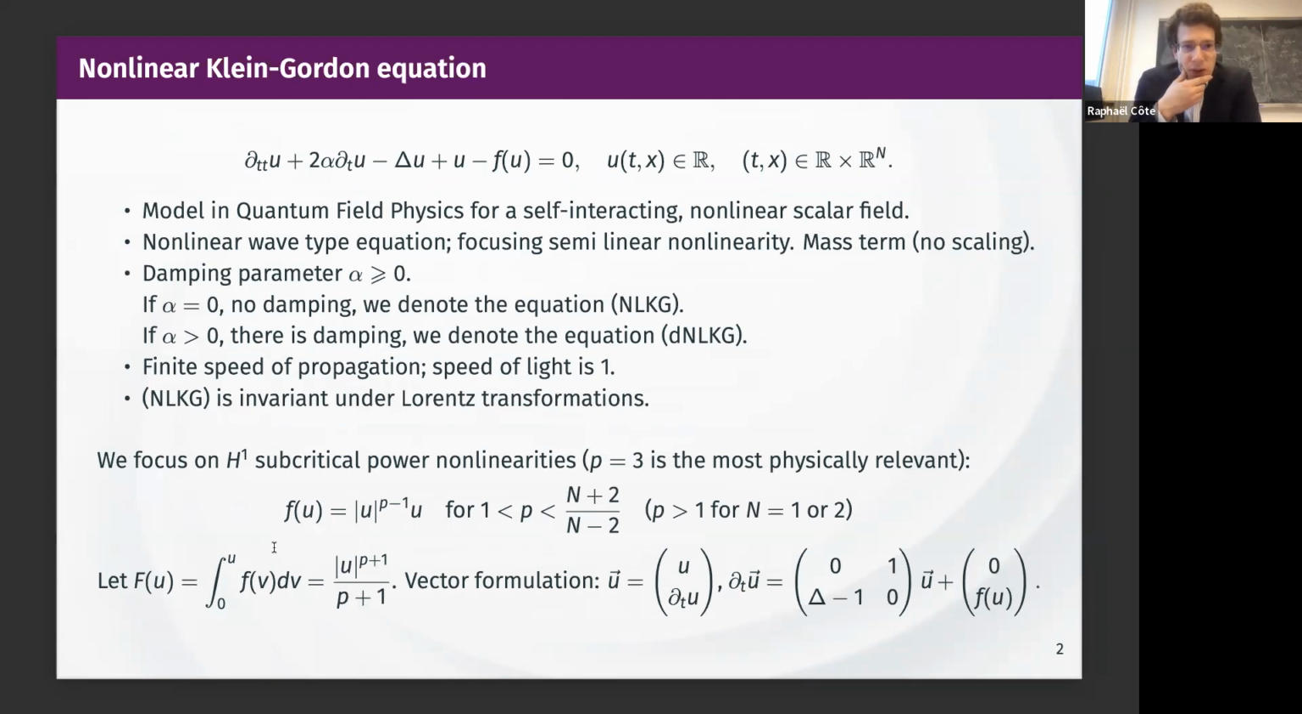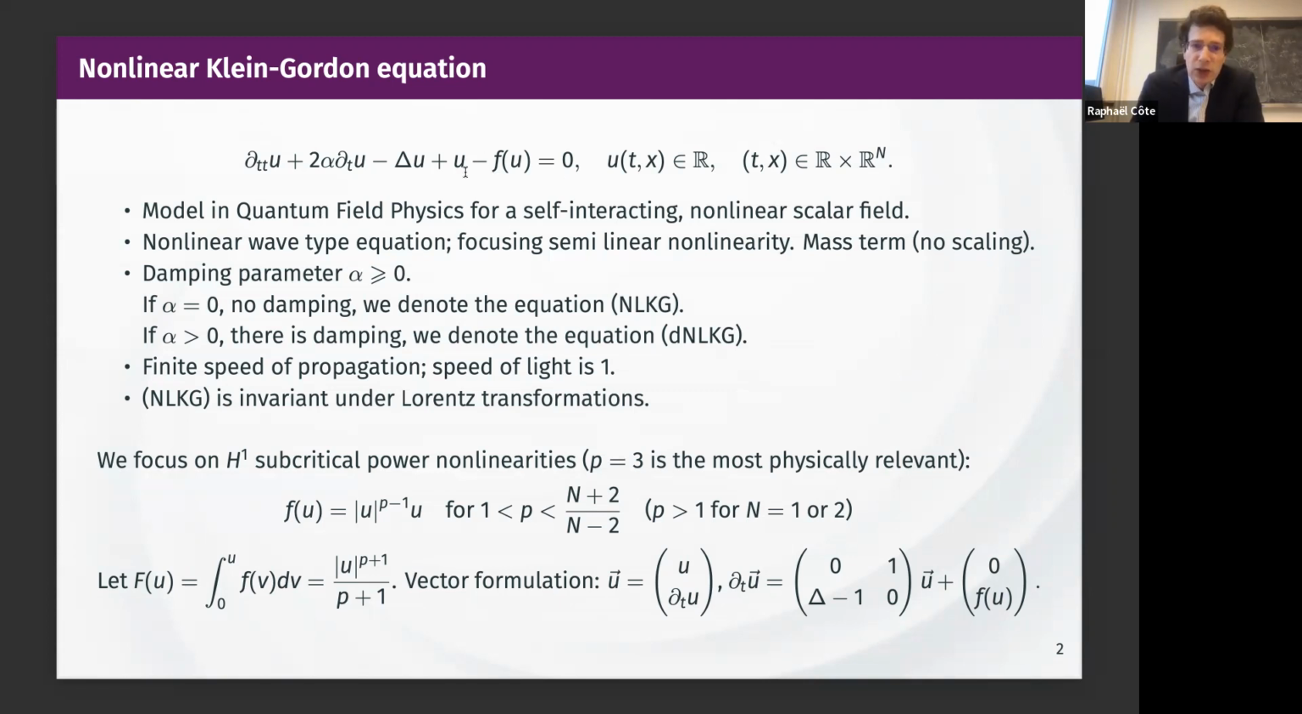Today I will focus on the nonlinear Klein-Gordon equation, which is a wave type model. You can see here the term d_tt u minus Laplace u. There is a mass term, u, and there is the nonlinear term f, which will be a power nonlinearity, and there is another term that I will discuss a bit later. I'm working in the full space R^n, in dimension n. This is a model in quantum field physics for a self-interacting scalar field, so it's a baby model, say, for general relativity. As I mentioned, it's a nonlinear wave type equation, with the minus sign chosen here, so it's a focusing nonlinearity, and there is a mass term.